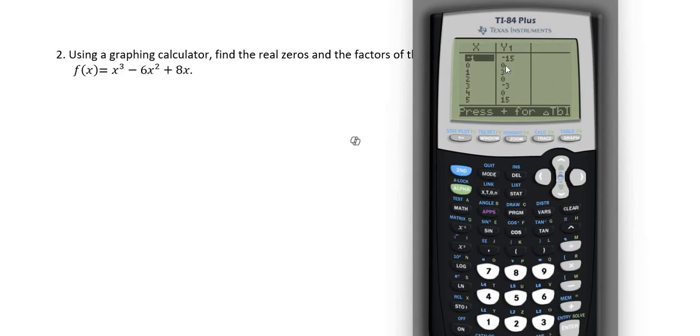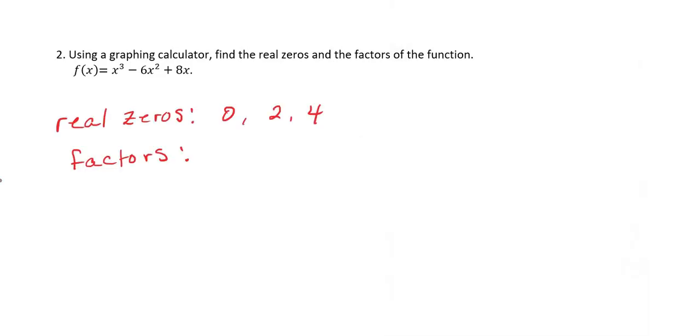So I can see that I have the points (0, 0), (2, 0), and (4, 0). Where my y values are zeros, that's where I have real zeros. So my real zeros are 0, 2, and 4. As a matter of fact, those are my only zeros that I have. And we're going to talk later about how I can tell whether I have all of my zeros by looking at my x-intercepts.